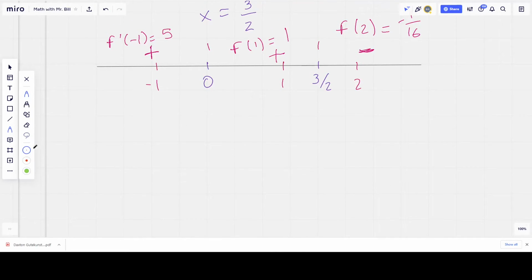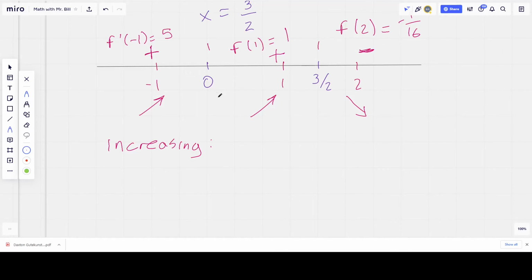So what does that tell us? That tells us from negative infinity to 0 that the function is going to be increasing because the derivative is positive. Likewise, between 0 and 3/2, it's also going to be increasing. From 3/2 onwards, though, the derivative changes to a negative, and so it's going to be decreasing. So we can list out our intervals of increasing.